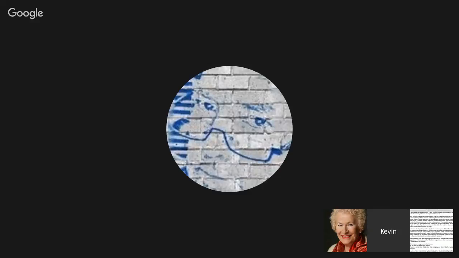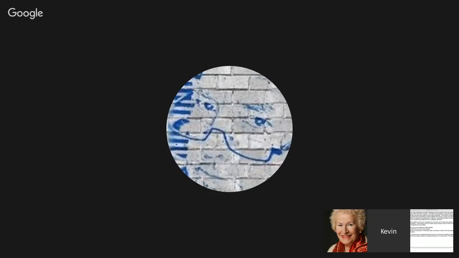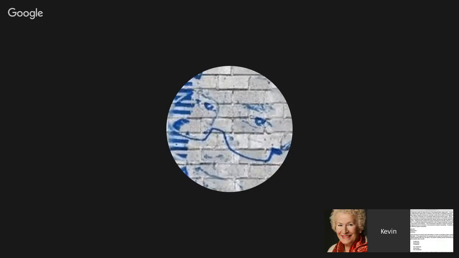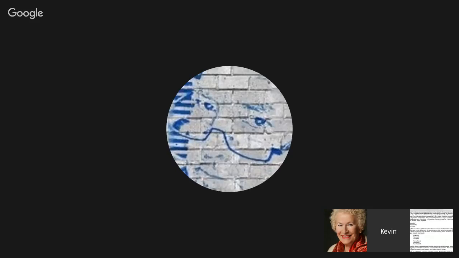Joe, I have a question on page 3. Sure. In the first set of bullets there, it says a partial order on a set has reflexivity, antisymmetry, and transitivity. Right. And I thought a partial order was irreflexive, asymmetric, and transitive.